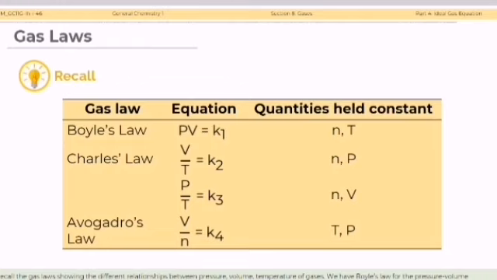Let us recall the gas laws showing different relationships between pressure, volume, and temperature of gases. We have Boyle's law for the pressure-volume relationship, Charles' law for the volume-temperature and pressure-temperature relationships, and Avogadro's law for the volume-amount relationship.